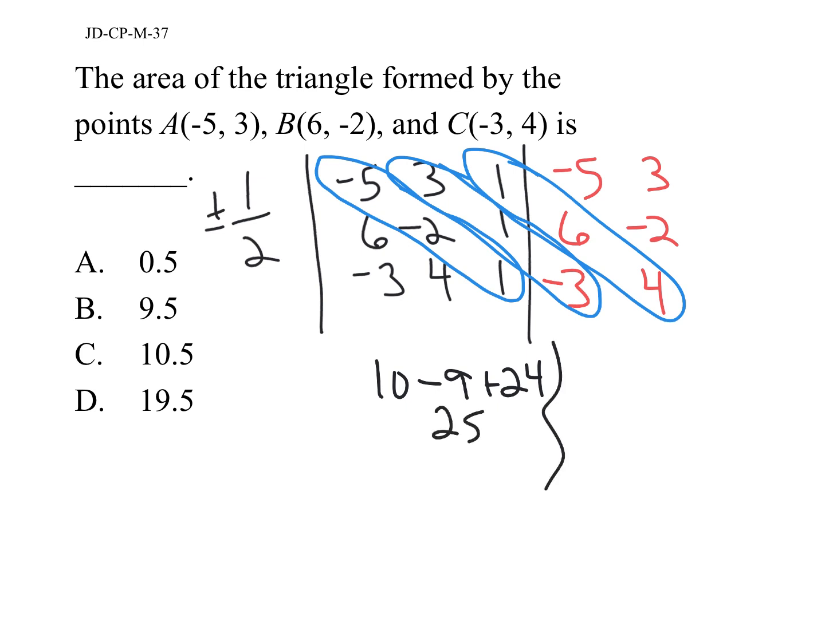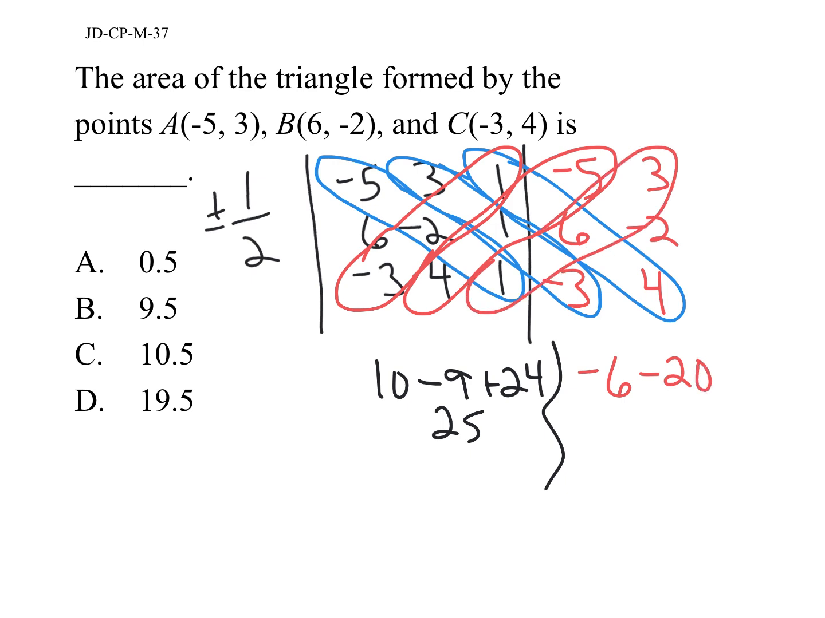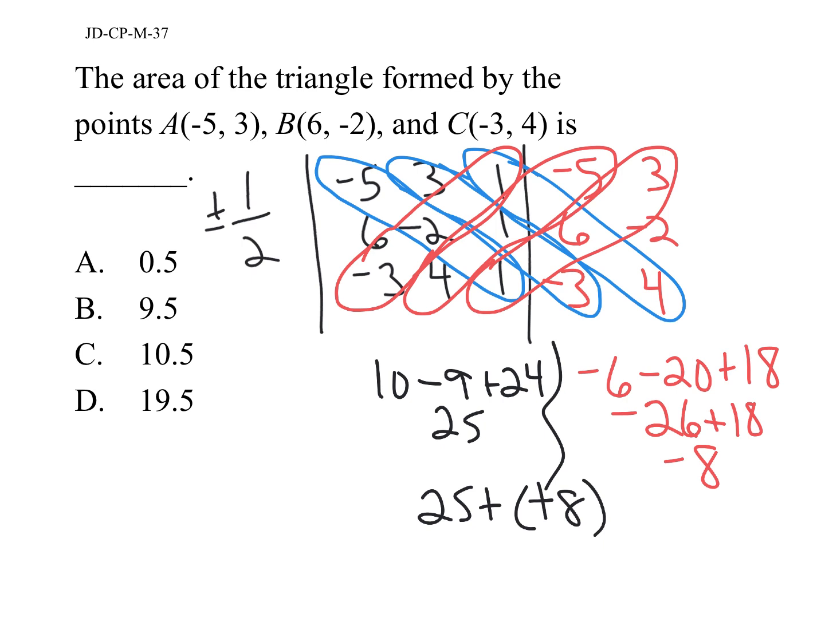And then if we look at our diagonals going the other direction, multiply these would be negative 6. Multiply these would be negative 20. And multiply these would be 18. So negative 26 plus 18 would be negative 8. And we're going to subtract. So 25 minus negative 8 would be 33.